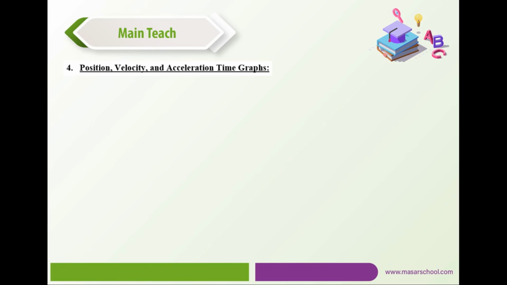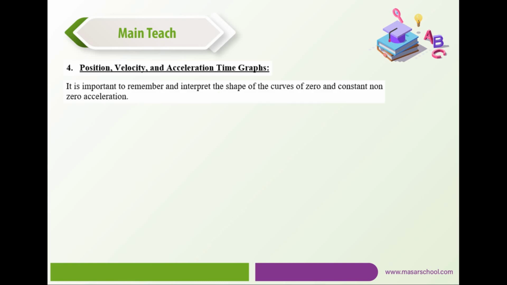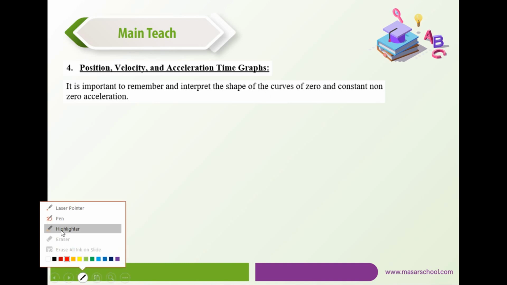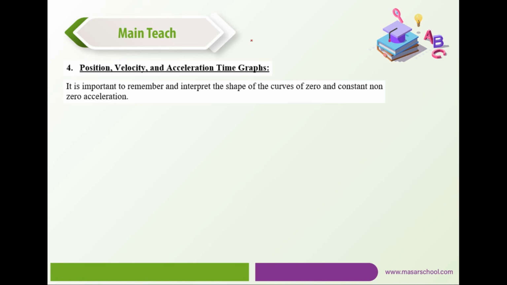Now section 4, position, velocity and acceleration time graphs. It is important to interpret and analyze the xt, vt and at graphs correlated with the type of motion. It is also important to remember and interpret the shape of the curves of zero and constant non-zero acceleration. Now let me write here the following order that I will refer to later: 0, followed by constant, followed by linear, and followed by quadratic.